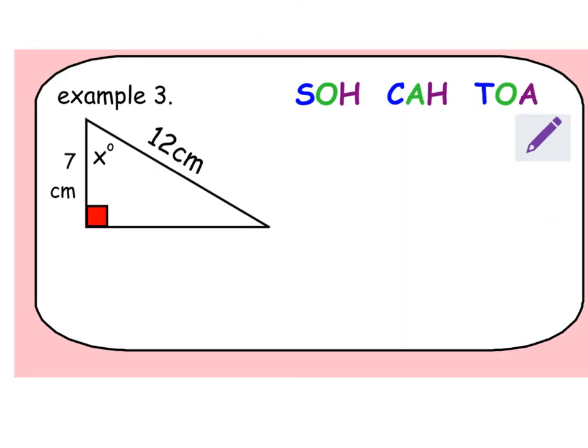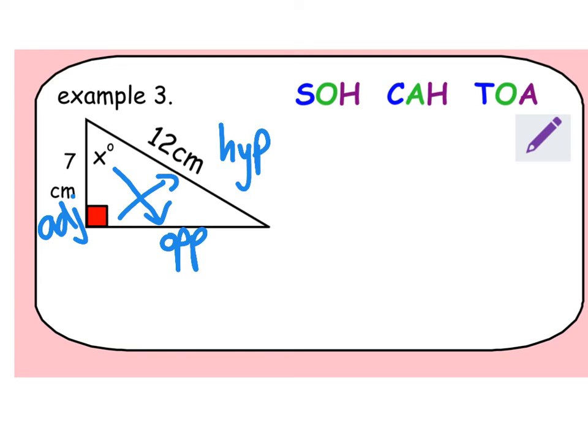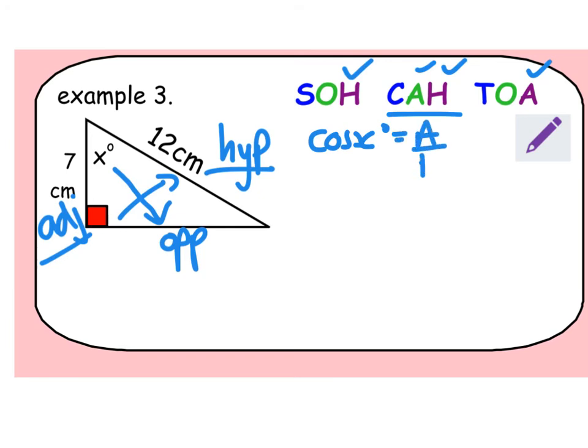Okay. Final example, you can probably guess what this one's going to be considering what I've already done. Across the angle is your opposite. Across the right angle is your hypotenuse, and the one that's left beside the angle is adjacent. So we are ticking off adjacent and hypotenuse this time. So adjacent and hypotenuse, it is the cos formula. So cos of your angle is A over H. So cos of your angle is, your A is 7, your H is 12, so 7 over 12.